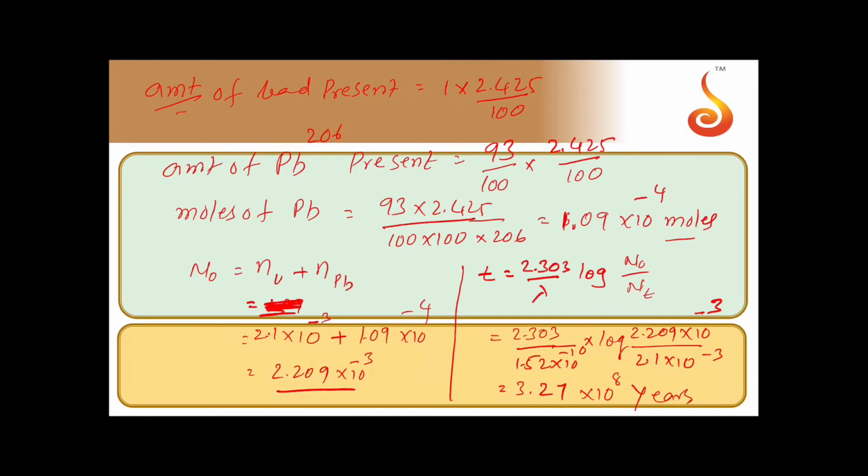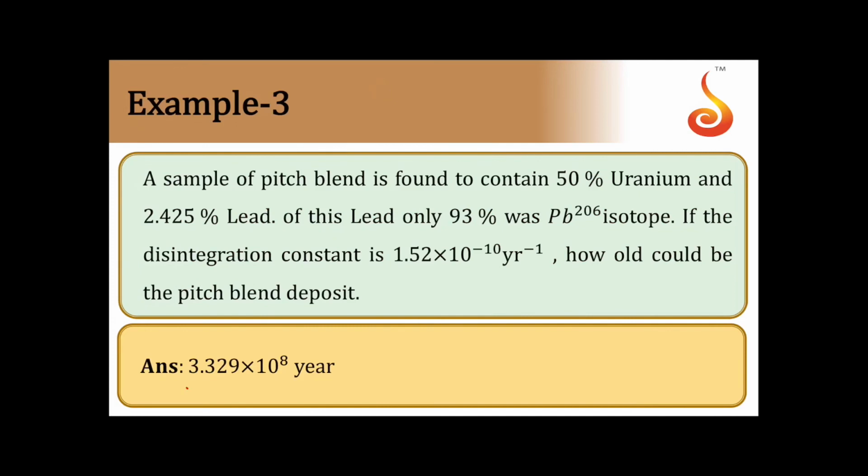So we found the mass of uranium, we found the mass of lead, and then we found N0, which is equal to the number of moles of uranium plus the number of moles of lead. Then we substituted into the general formula, T = 2.303 / lambda × log(N0 / Nt). So the answer is 3.27 × 10^8 years.